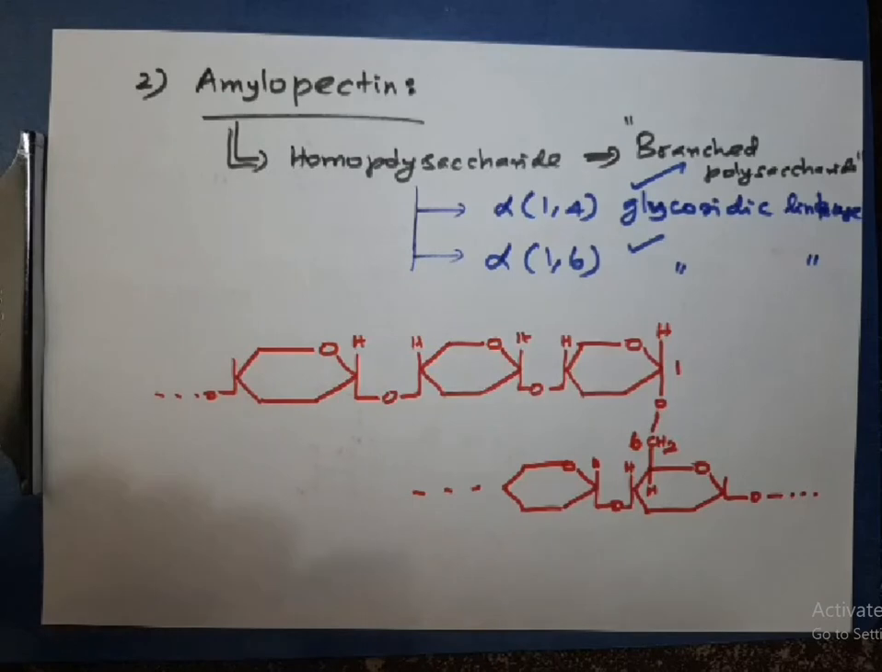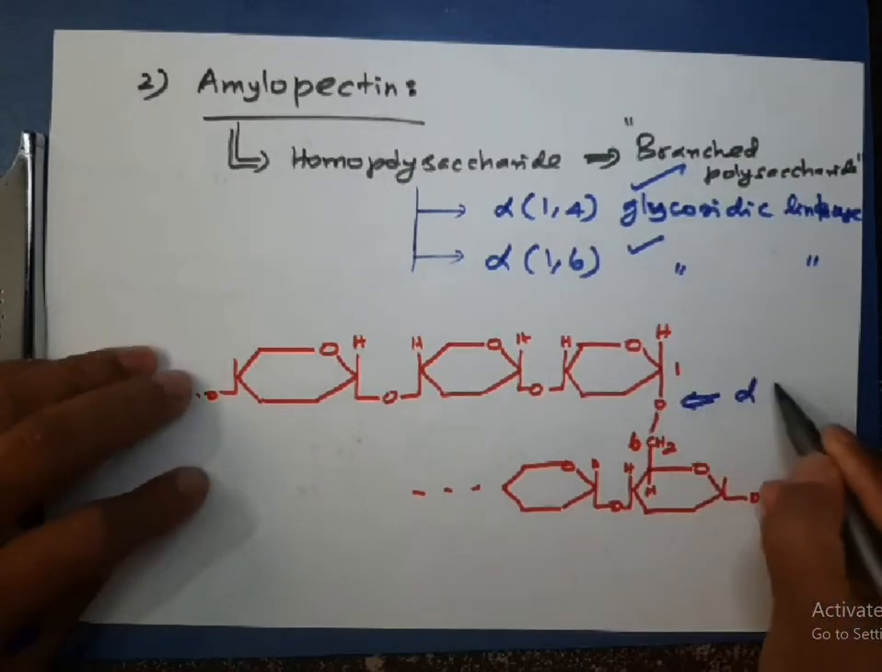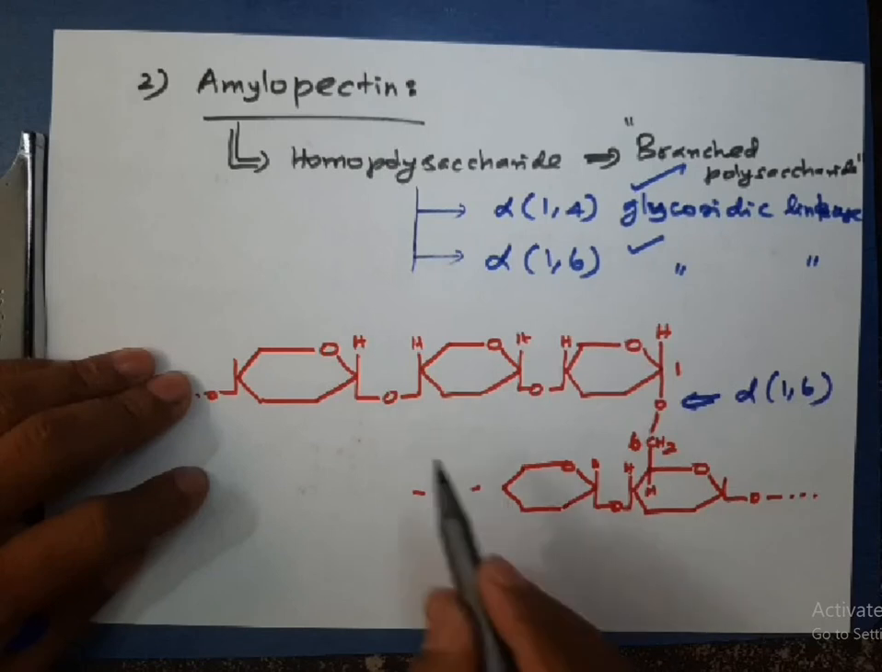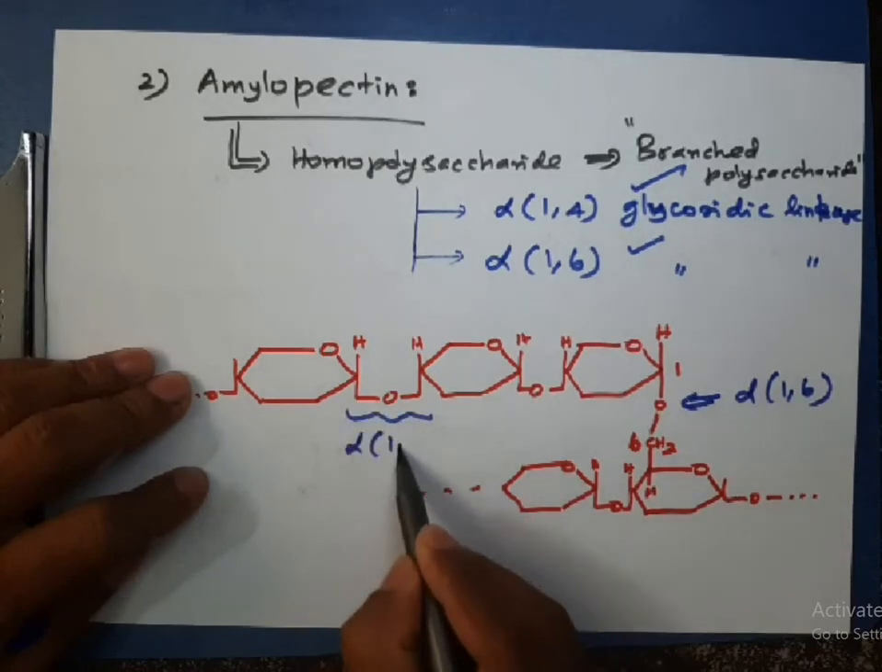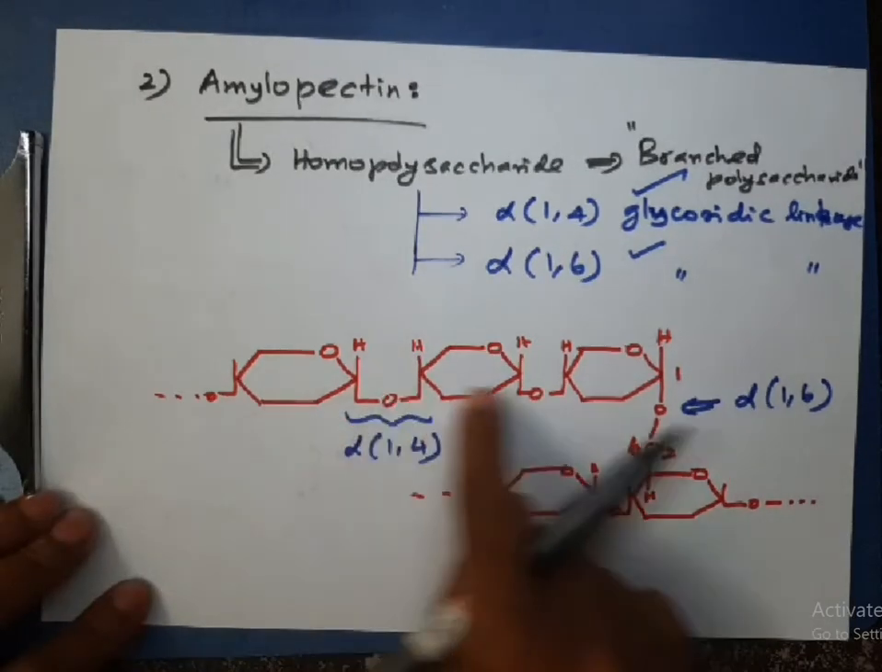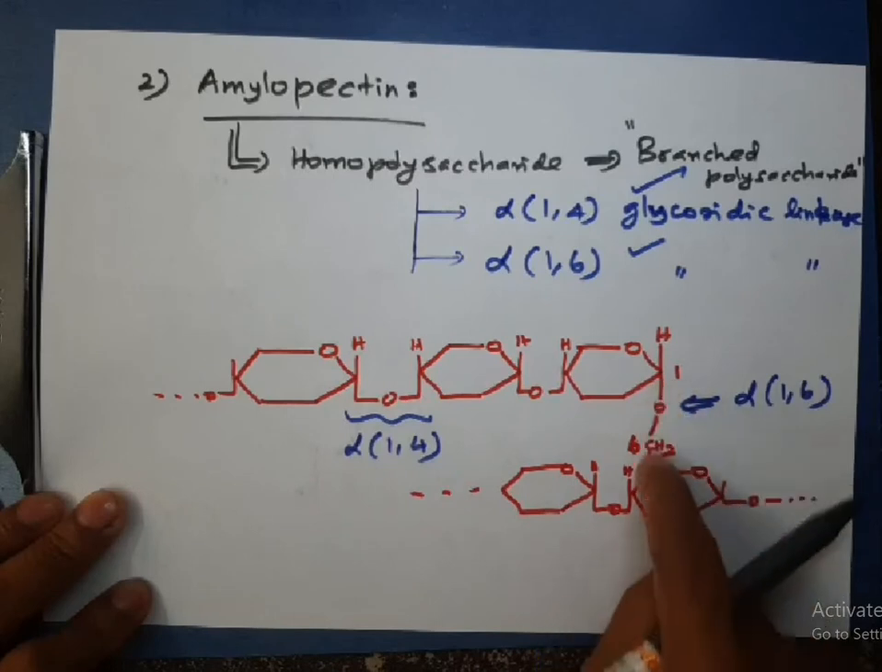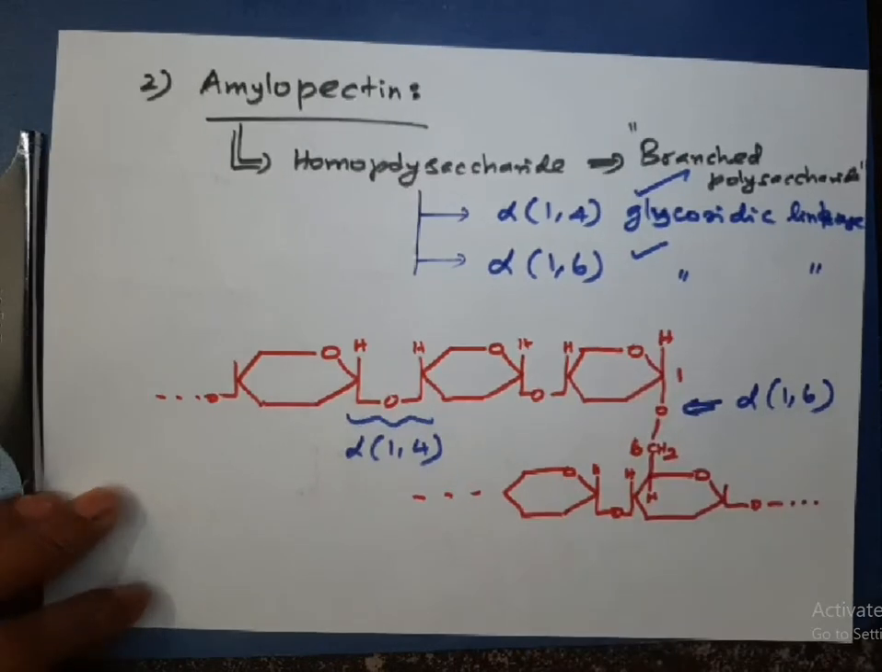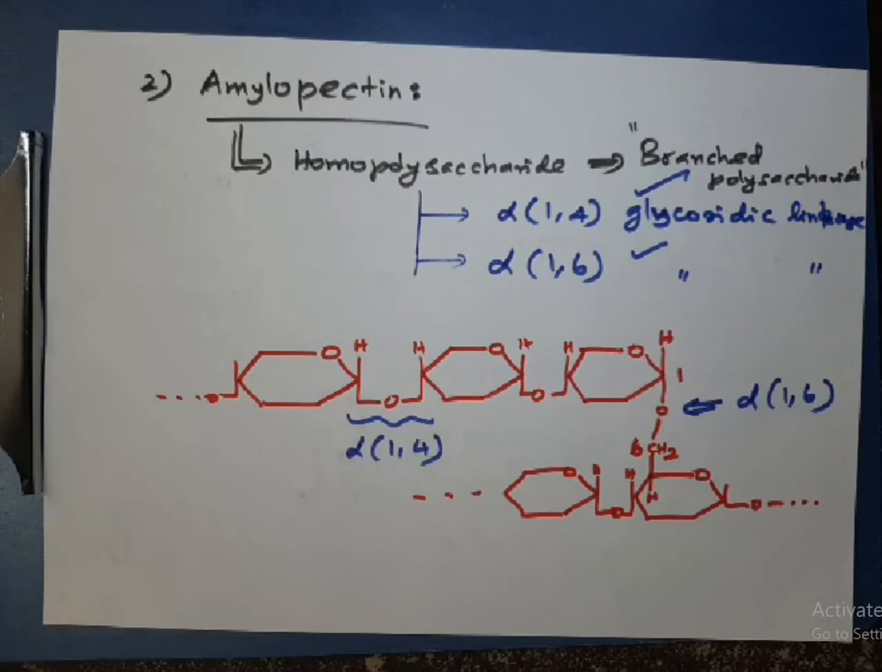Let me just show you here. So this is alpha 1,6 linkage, whereas these are alpha 1,4 glycosidic linkages. So in amylopectin we have linear chains, and between them branching also exists. Therefore amylopectin is a branched chain polysaccharide. Amylopectin is a branched polysaccharide. We have two types of linkages, alpha 1,4 and alpha 1,6 glycosidic linkage.